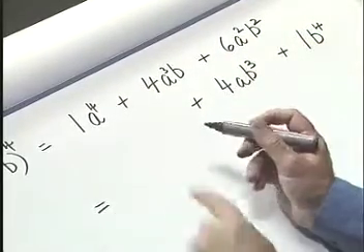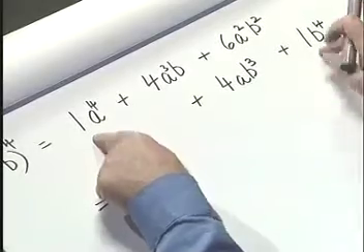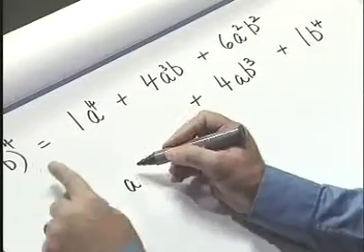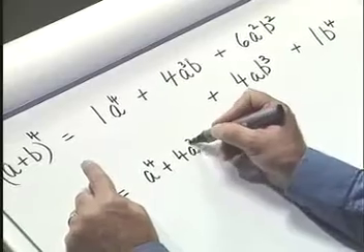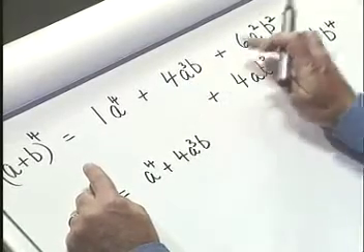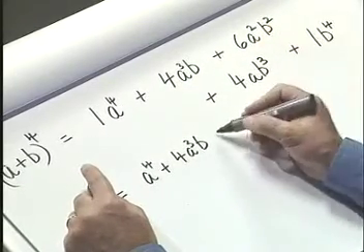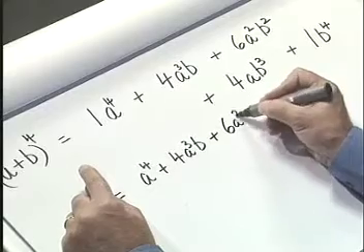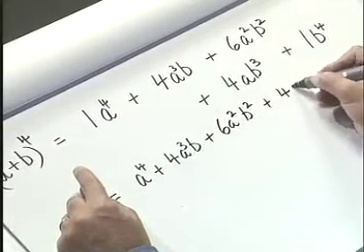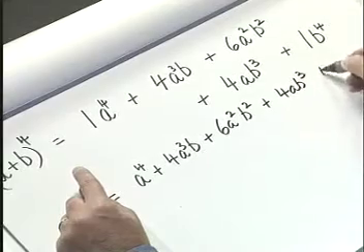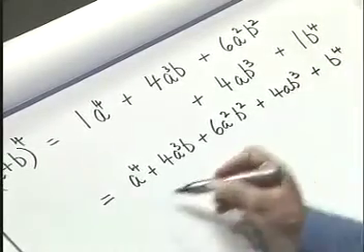And just to tidy it up, we wouldn't normally write the 1 in there and the 1 in there. So (a + b) to the 4 is a to the 4, 4a cubed b, that's that term, 6a squared b squared, 4ab cubed, and finally b to the power 4.